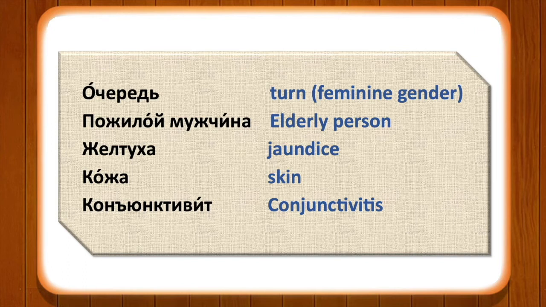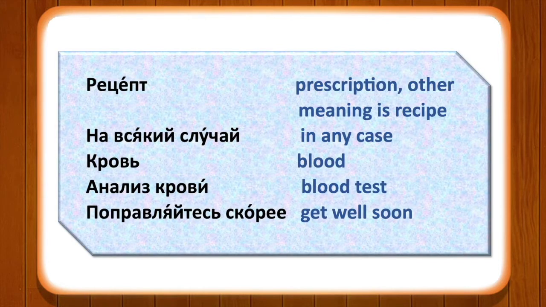Jiltuha. Jiltuha means jaundice. Jiltuha again is a feminine gender noun. Koja, skin. Again a feminine gender noun. Conjunctivit. That means conjunctivitis. Recept, masculine gender noun, and it means prescription, or another meaning is recipe. Navsyaki sluchi, this is an expression or construction, it means in any case. Krov means blood.